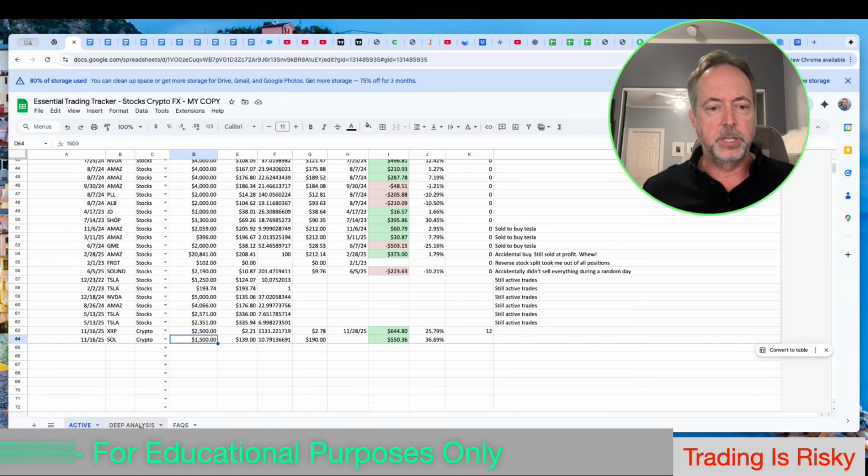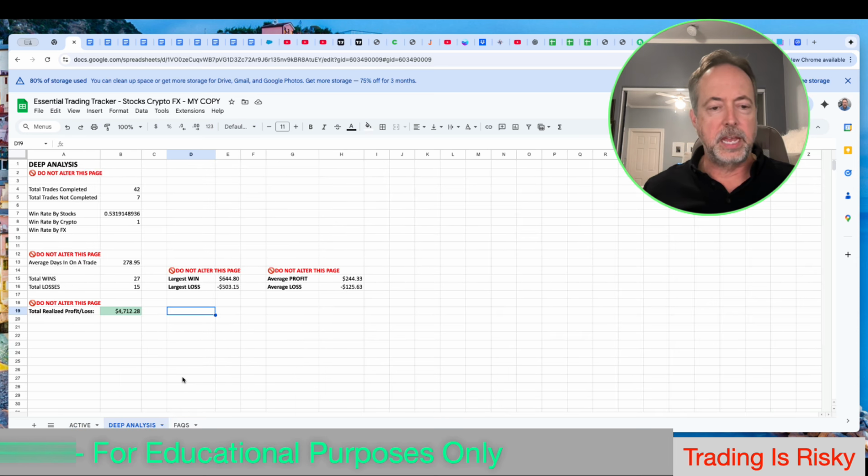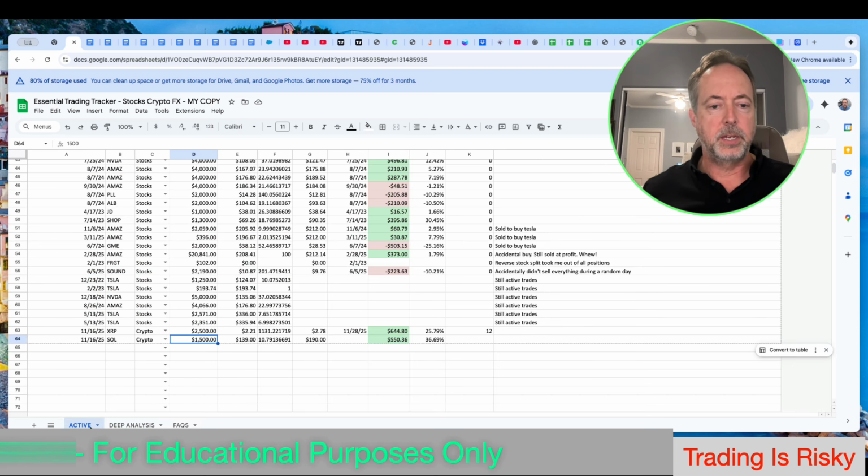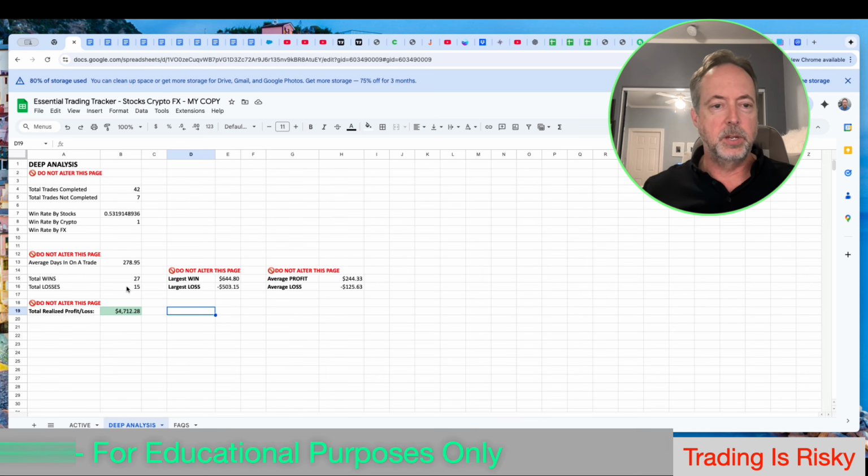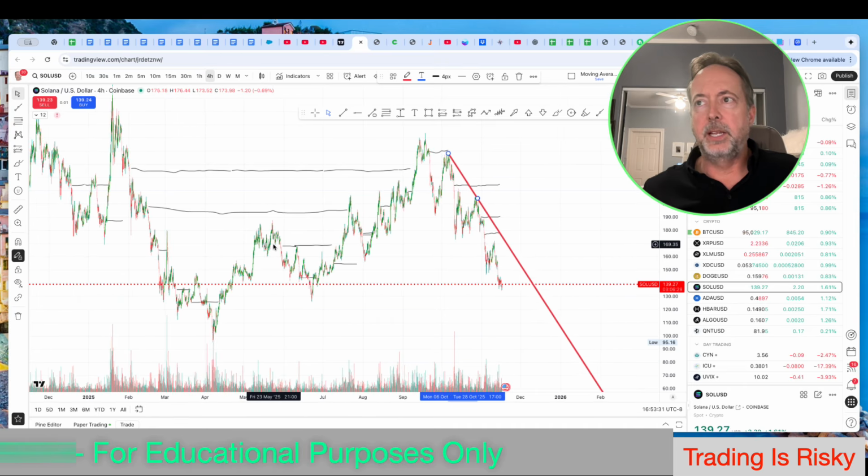Here's another great thing that I put together. I have a deep analysis page. On this page, you don't have to edit anything. It tabulates everything from the active page on the deep analysis. And you can see here, it tells me number of trades, number of trades not completed, so some that I'm still sitting in, waiting for it to take profit. I got my win rates. I got my average days in a trade. I've got my total wins, total losses, largest win, largest loss. I've got my average profit, average loss, and then I've got my total realized profit there. So that's it. That's how I analyze things.